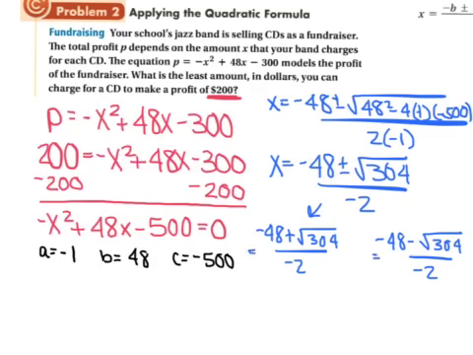Now, before you put this in your calculator, this is very important. So everybody, please pay attention. Your calculator needs to know what you want it to do. You need to tell your calculator, I want you to do this top portion and then divide by -2. So you can either put parentheses around it, parentheses, -48 plus the square root of 304, and then parentheses at the end. Then divide by -2.